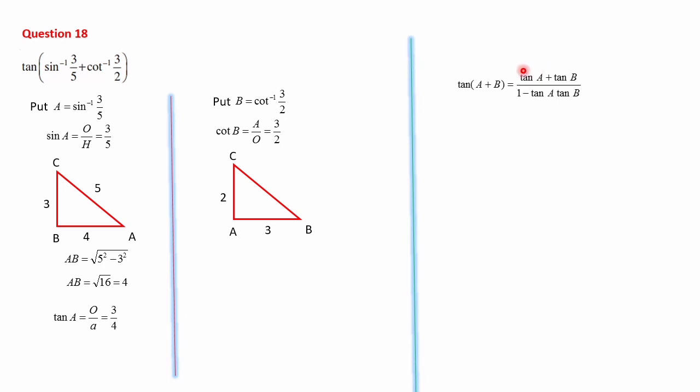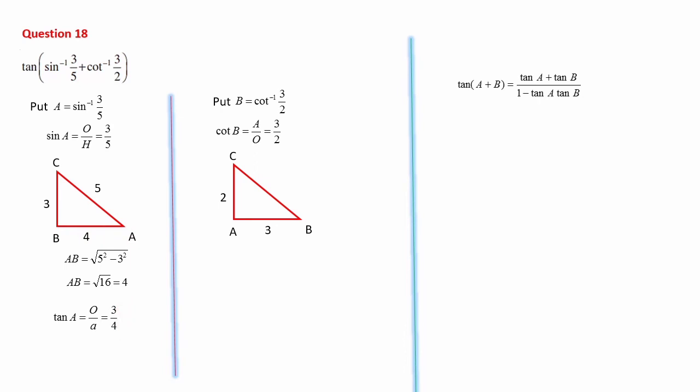So we need the values for substitution here. Tan A we can calculate with respect to this angle A. Tan A is O by A. O is 3 and A is 4. With respect to angle A, O is BC, that is 3, and adjacent is AB, that is 4. So 3 by 4 we have got.